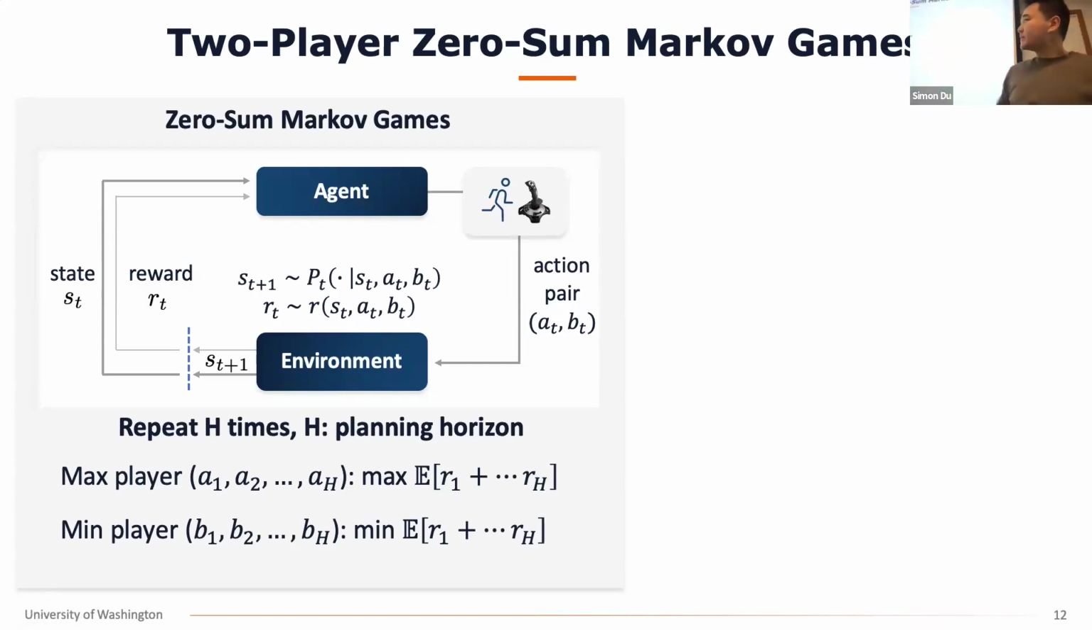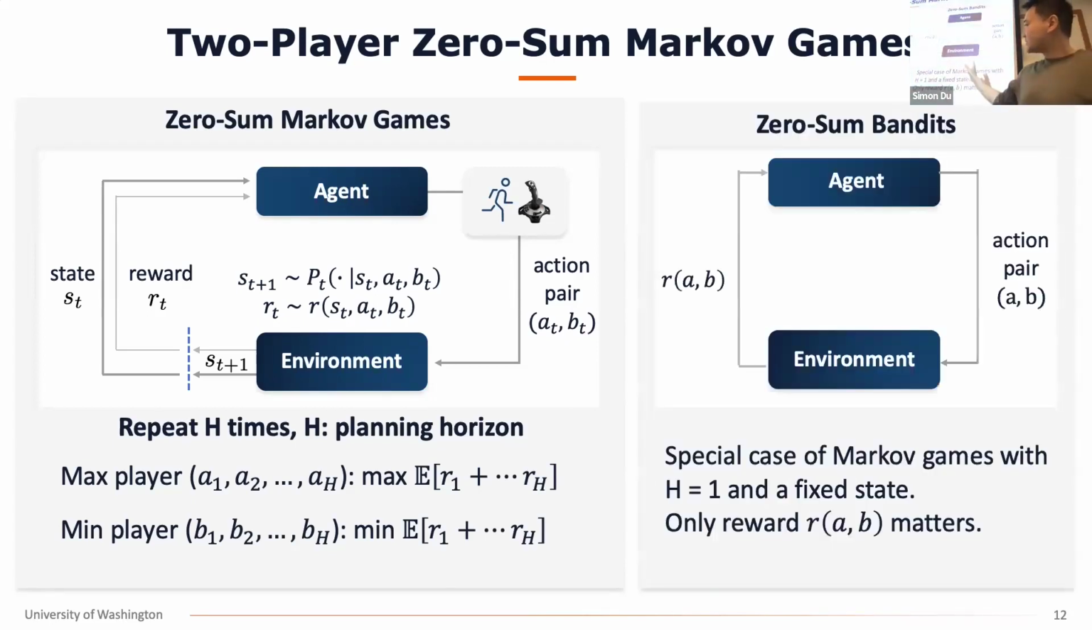Our result holds for zero-sum Markov games, but to provide the main insight, I will mainly focus on a much simpler setting which gives you the core ideas, which is just a zero-sum bandit. Here H equals 1, so you don't need to consider the transition anymore, and there's only one state. The only thing that matters is the reward. Basically, in every episode, both players choose an action. One tries to maximize reward, one tries to minimize reward. We'll mainly use the zero-sum bandit as an illustrating example to show our main technical ideas.